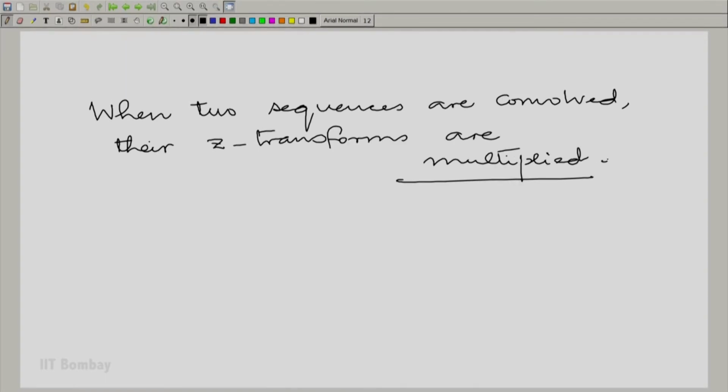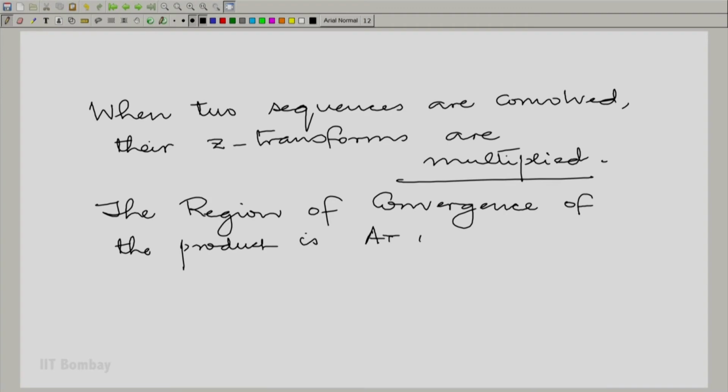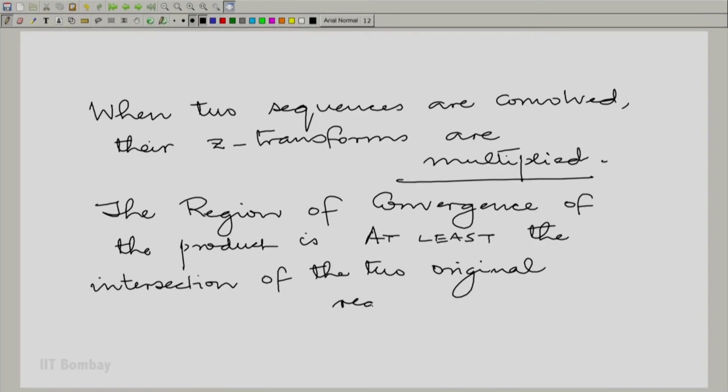When two sequences are convolved, their Z transforms are multiplied. What about the region of convergence? The region of convergence of the product of the two Z transforms is at least the intersection, if not more. Now, here again we need to say a little more. See, for example, if there is a non-null region of intersection, at least we are assured there is something. The product will have some region of convergence, we are assured of that.